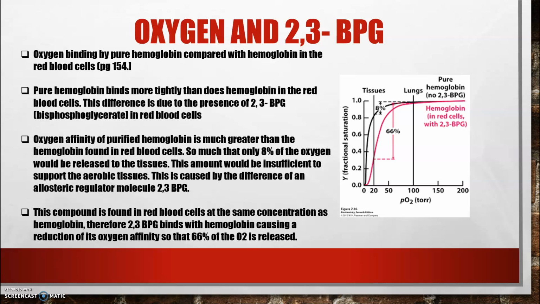And this is caused by the difference of the allosteric regulator molecule 2,3-BPG. This compound is found in red blood cells at the same concentration as hemoglobin. Therefore, 2,3-BPG binds with hemoglobin, causing a reduction of its oxygen affinity so that 66% of the O2 is released instead of just the 8%.